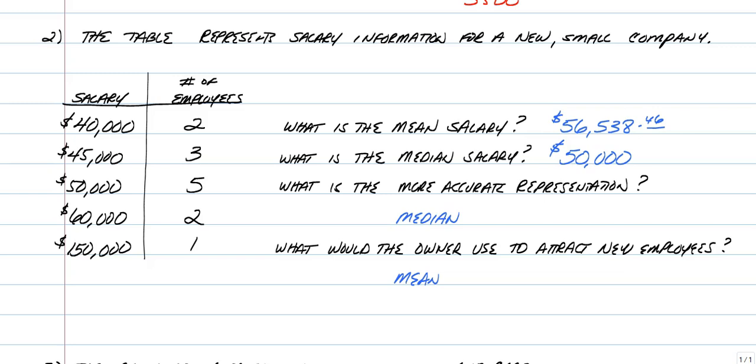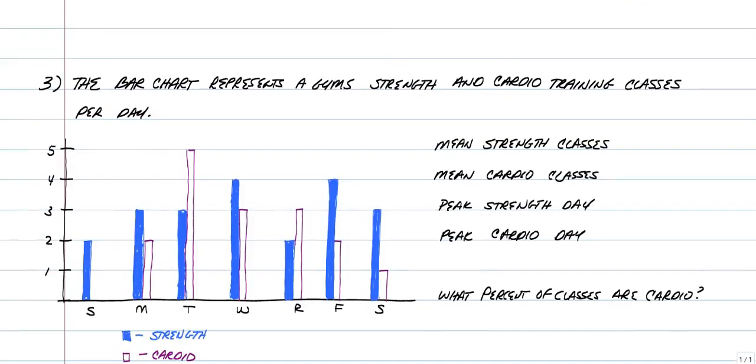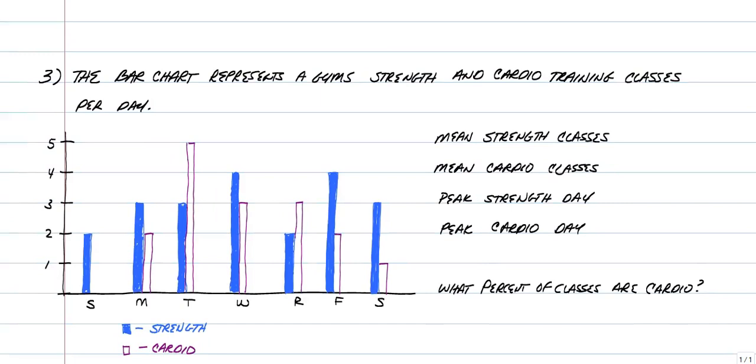Okay, one more to go. So the last example is a bar chart that represents a gym's strength and cardio training classes that they offer on any given day. So when you're reading a chart of any kind, you always want to make sure you understand what it's saying. Now, when we talked about creating bar charts, we did say that you can have comparison, having multiple bars under the same category. So if you look over here, the blue solid boxes are strength classes, and the purple open boxes represent cardio classes. And of course, this is Sunday through Saturday.